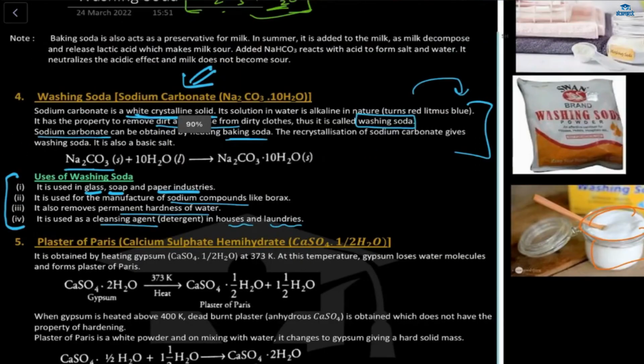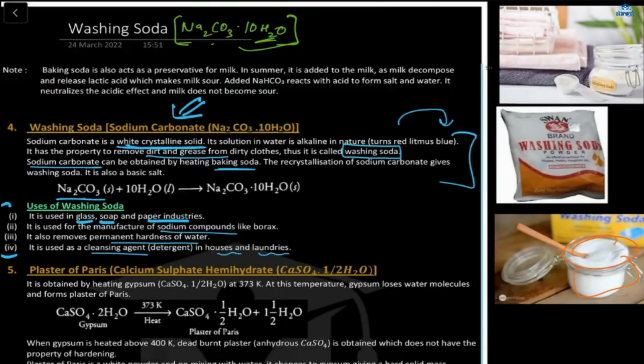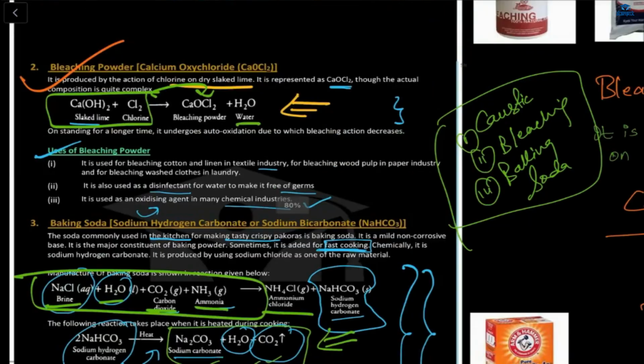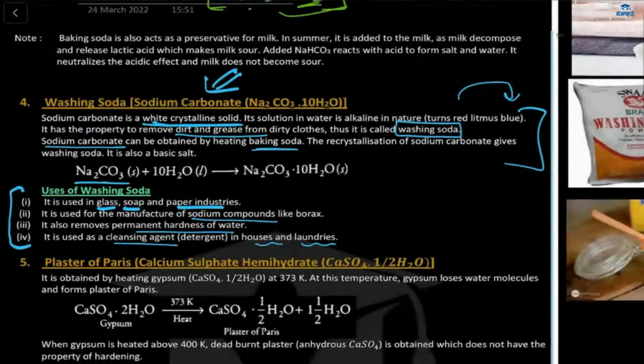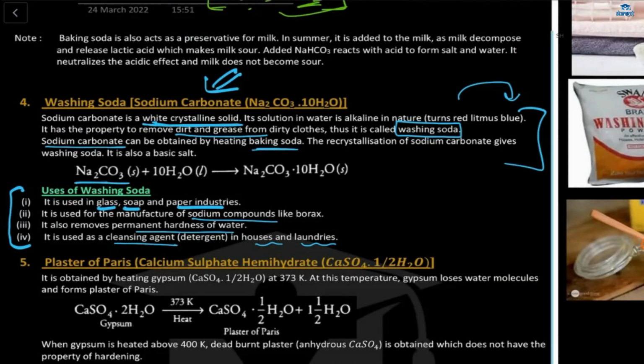So what was the formula? Let me show you. Here we have to mix sodium carbonate with water. If you mix sodium carbonate with water, what will happen? It will form washing soda. Means take sodium carbonate and mix it with water. Then what will it become? It will become washing soda, your detergent.